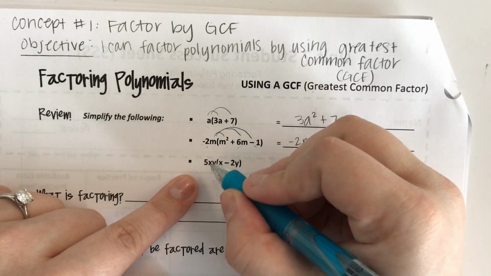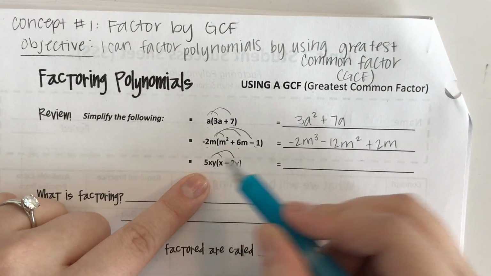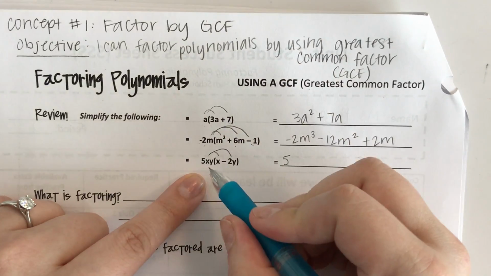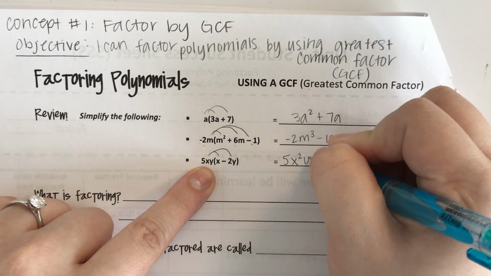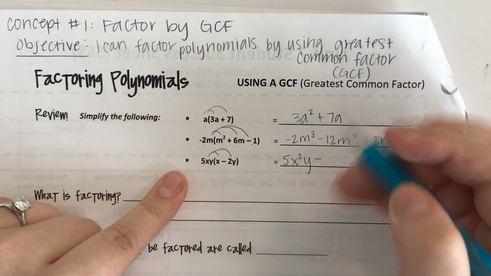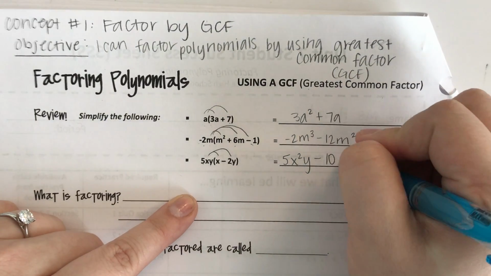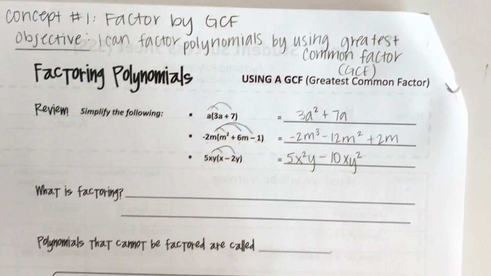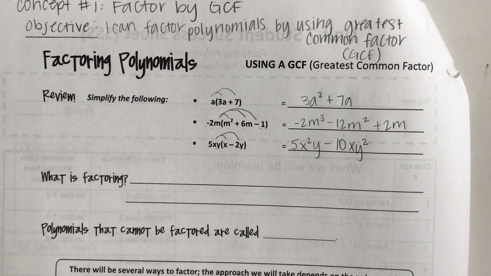Okay? And then finally, let's distribute these ones. 5xy times x, well, there's still 5. I have two x's, so that's x squared, but I still have one y, so he stays there. And then 5 times 2 is 10. I have one x, but I have two y's now, so xy squared. Okay, so it's a little bit of a review from our unit number 6, multiplying polynomials, distributing.